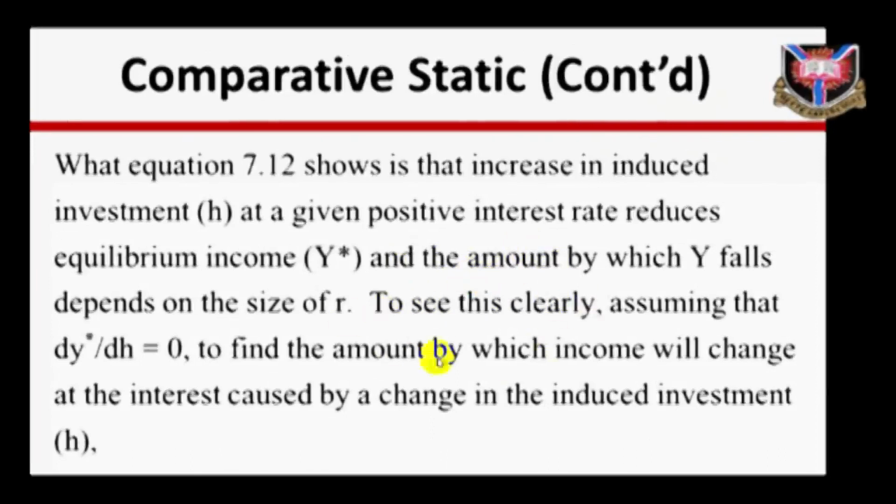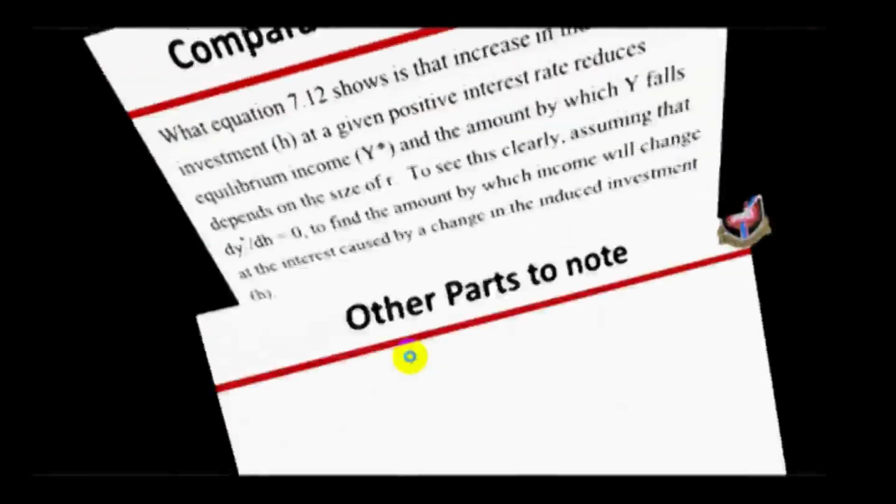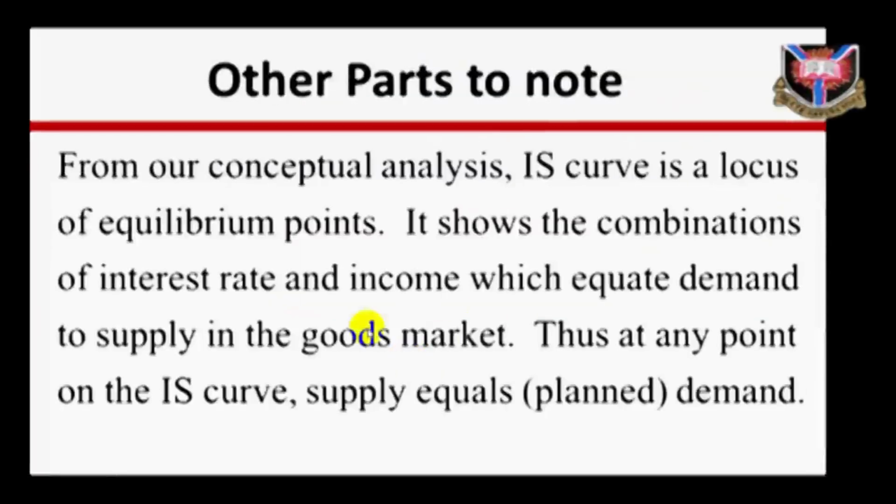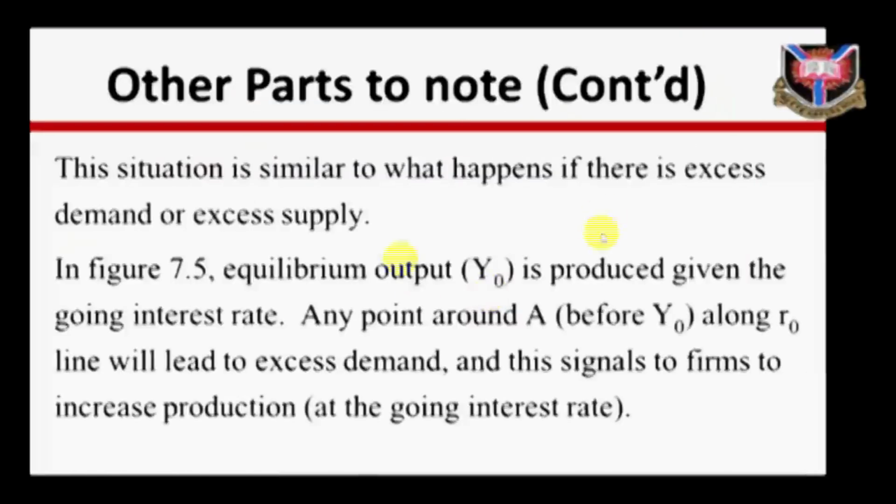caused by a change in the induced investment, we take the derivative of y* with respect to r. So d/dr of dy*/dH equals minus 1 over 1 minus b, which equals minus 1 over b in bracket to the power minus 1. Meaning that dy*/dH falls as r increases.